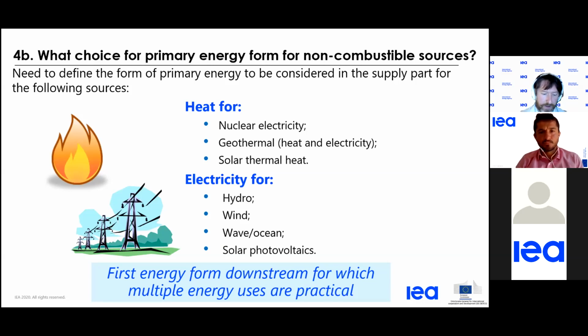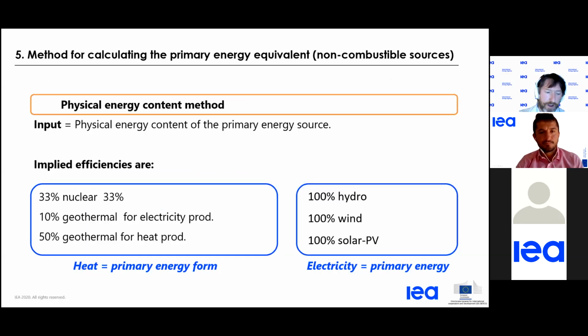So in principle, this means that we assume that the heat input is the primary energy form for nuclear, geothermal, and solar heat, and that electricity output is the primary form for hydro, wind, wave, and solar PV. And this, of course, means that we have to make some assumptions about what the efficiencies are. So now we have defined the form of the energy to be measured. However, we have to decide on a method by which to calculate it.